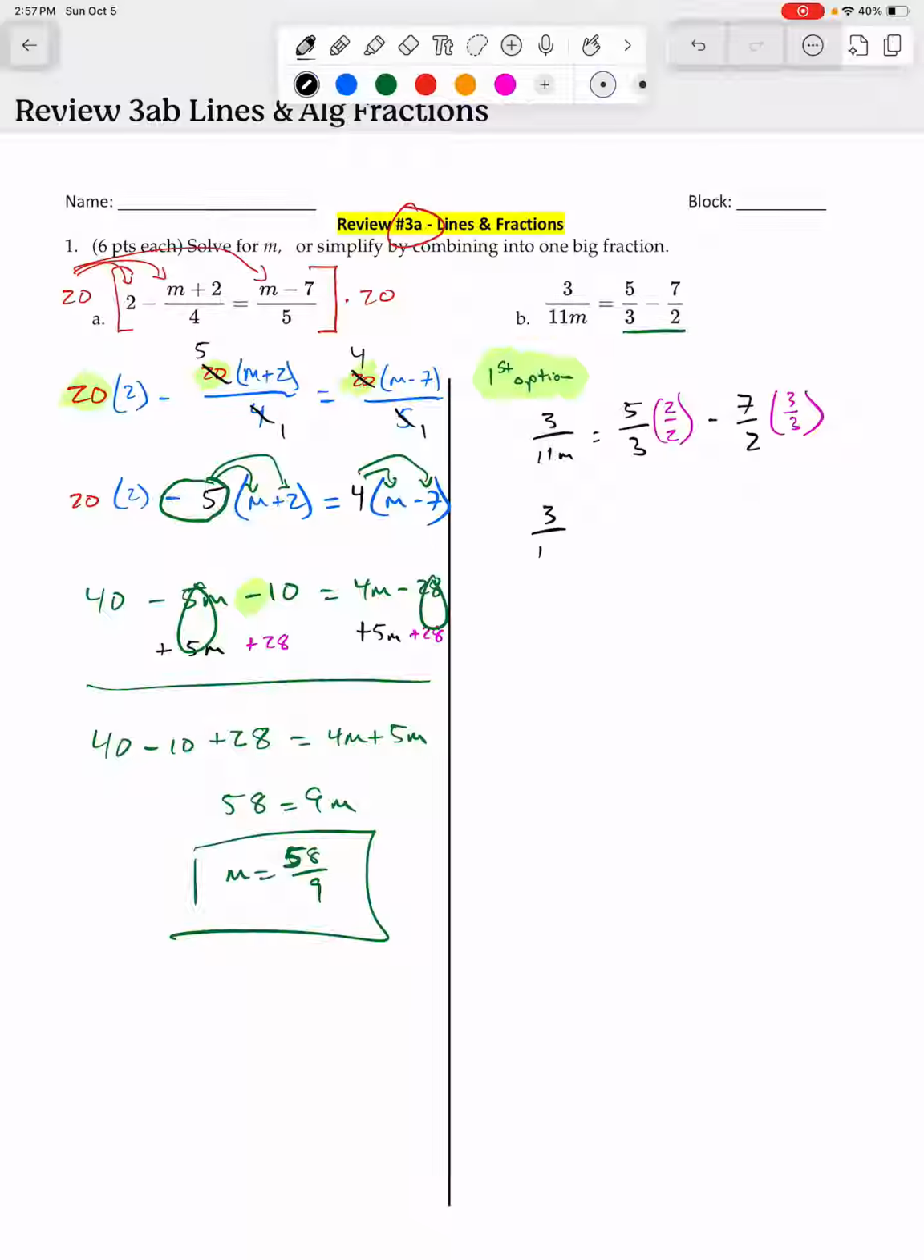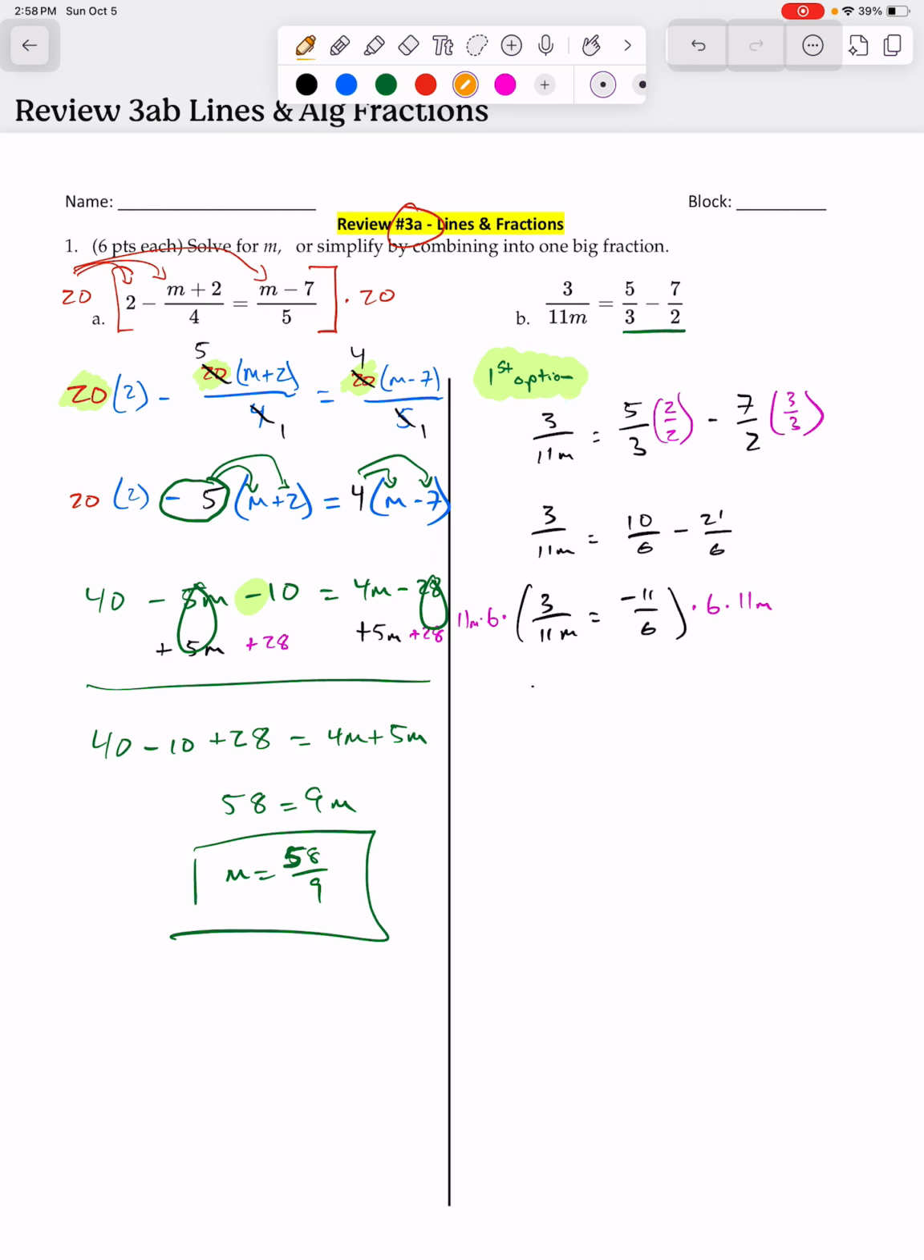So I'll get 3 over 11m equals 10 over 6 minus 21 over 6. So 3 over 11m equals negative 11 over 6. And then a lot of you will be tempted to cross multiply. Okay, so let's do that. So really what's happening when you cross multiply, I hate cross multiplication, is you're multiplying both sides by both denominators. So I'm multiplying both sides by 6 and both sides by 11m.